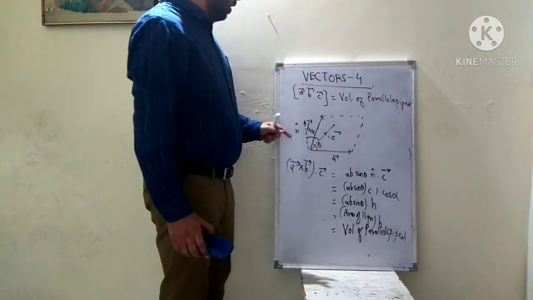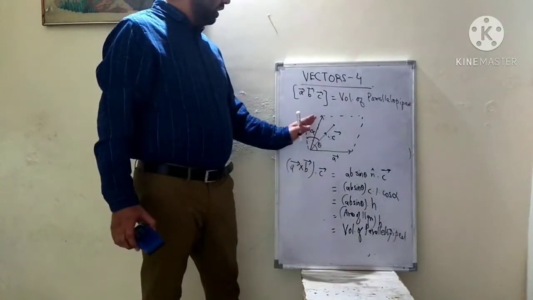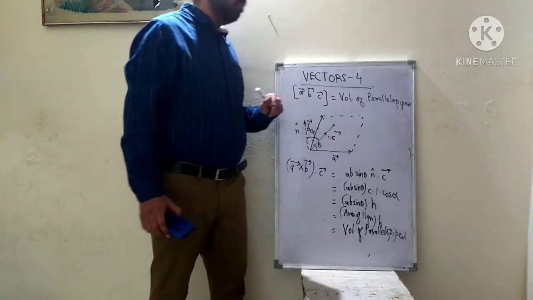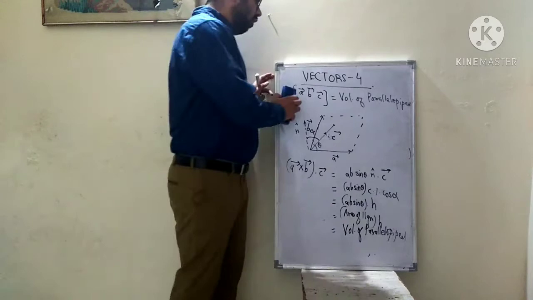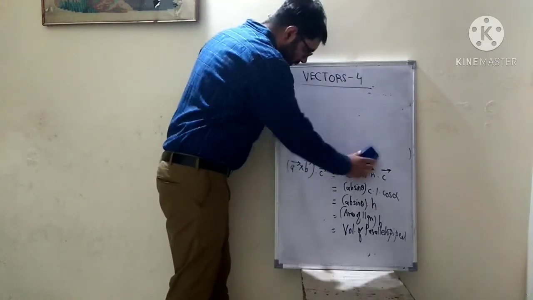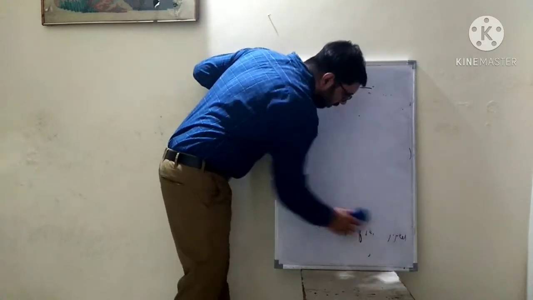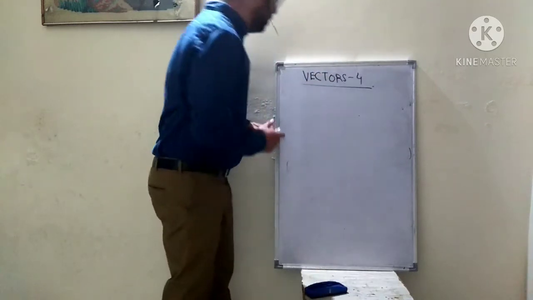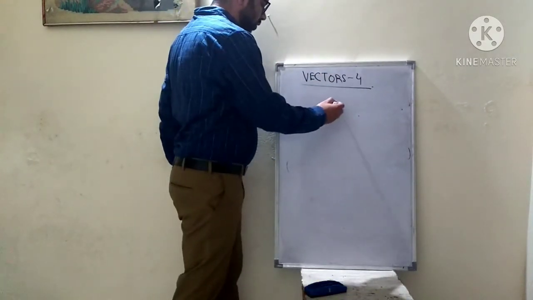Okay. So whenever three adjacent edges of a parallelepiped are given in the form of vectors, by calculating their scalar triple product, we can calculate the volume of the parallelepiped. Now another application is regarding the volume of a tetrahedron. A tetrahedron basically is a pyramid with a triangular base.